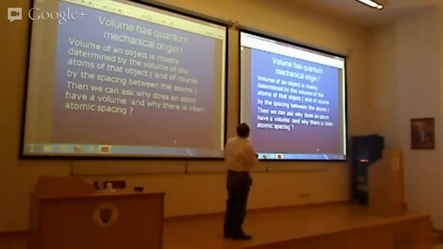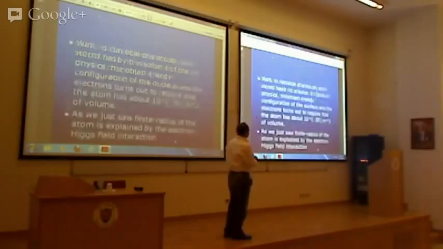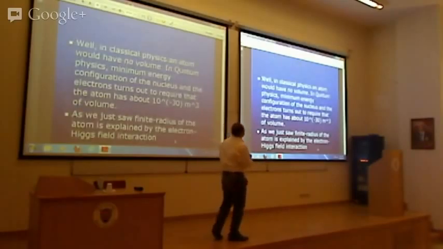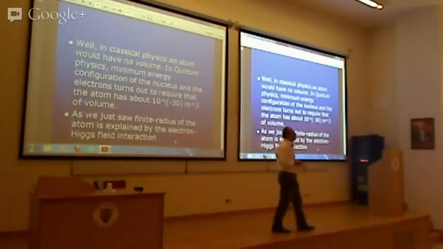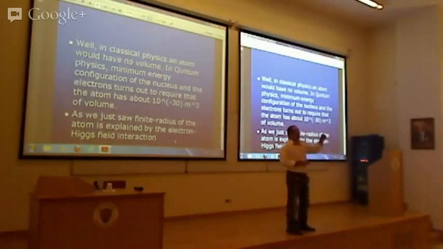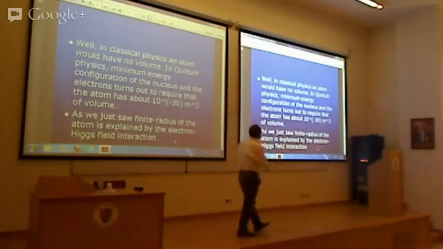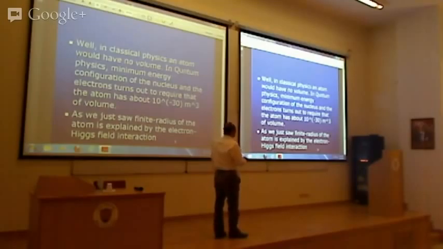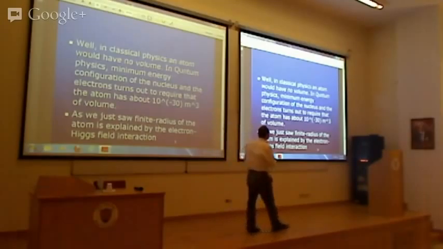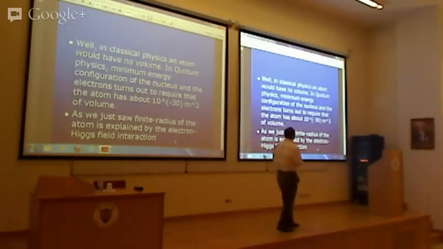Volume of an object is mostly determined by the volume of an atom, of course, and the spacing between the atoms. Then we ask, why does an atom have a volume? And why is there interatomic spacing? In classical physics, an atom would have no volume. The electron would go in and find the curve. Zero volume. But on the average, the atom basically has this much volume, the hydrogen atom.